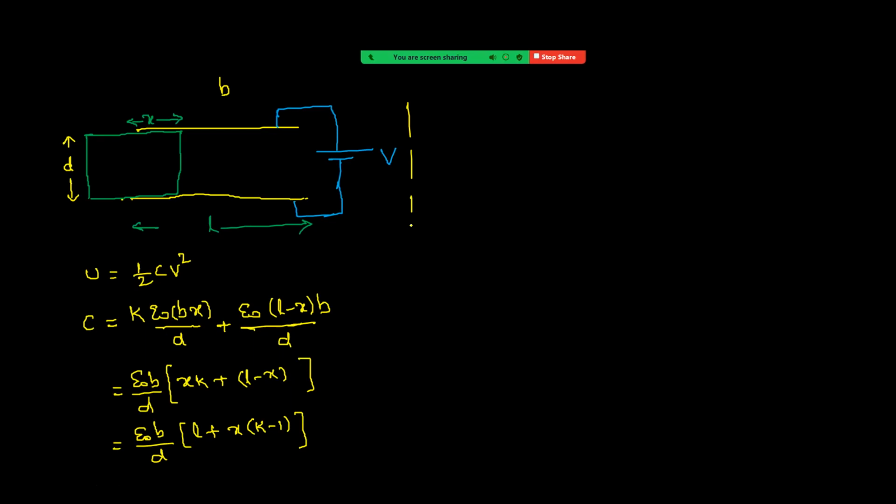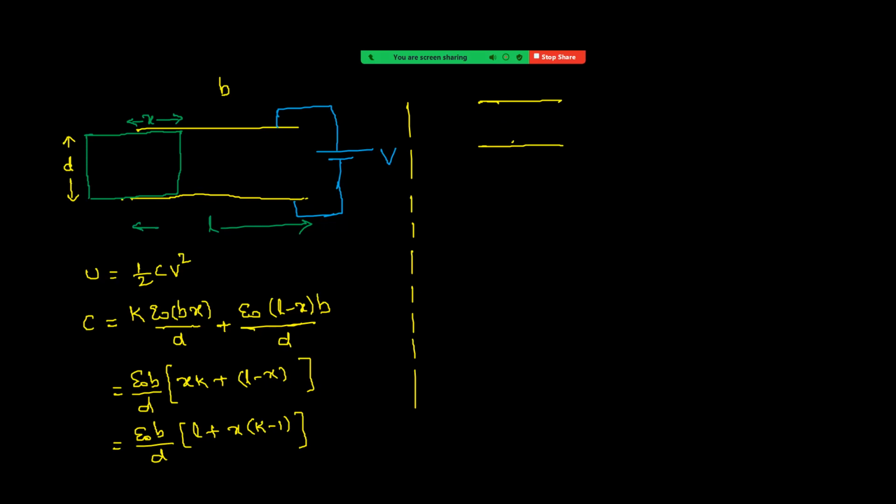Right. Now see the next part. The next part is: what force should be applied on the slab to ensure that it goes slowly into the capacitor? Now first we have to focus on why force is acting, meaning why we have to apply force on the dielectric. Let us see carefully. This is now the capacitor.